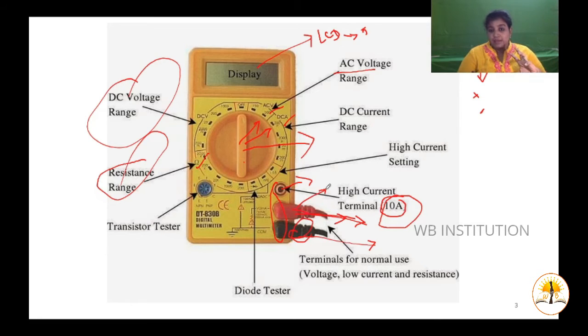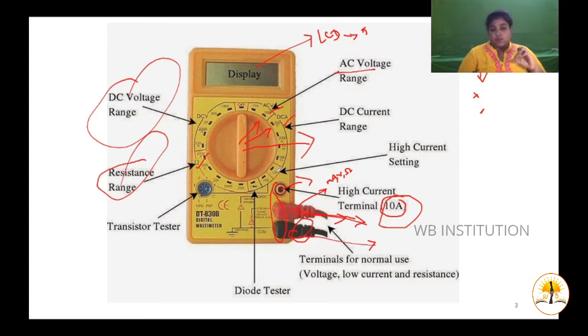We can measure milliamps, voltage and ohms, that is, resistance. These are the things we can measure with your red color probe, that is your positive terminal. Next is your negative, that is your common probe. Now you have a diode tester. These are the different things available in your multimeter.